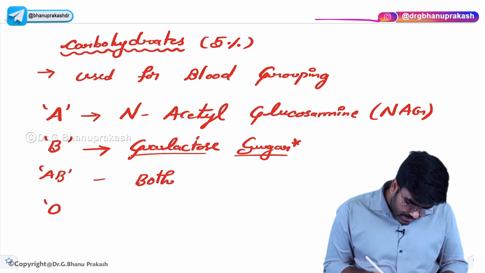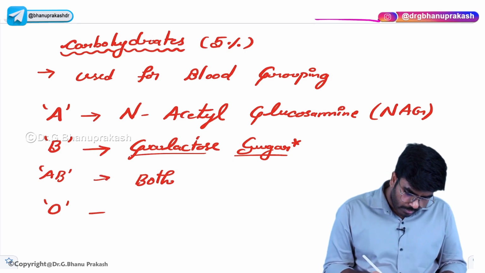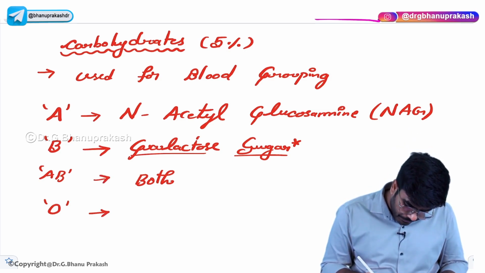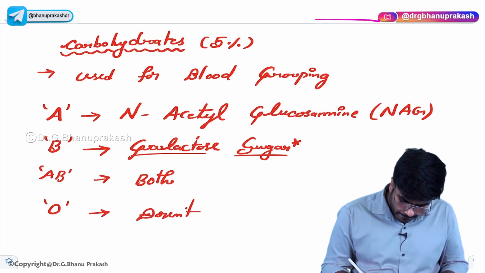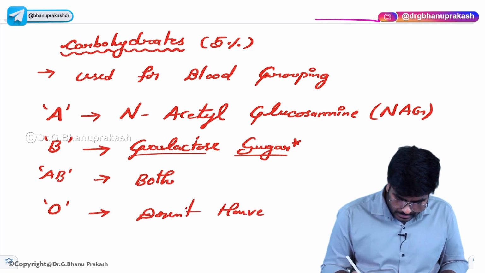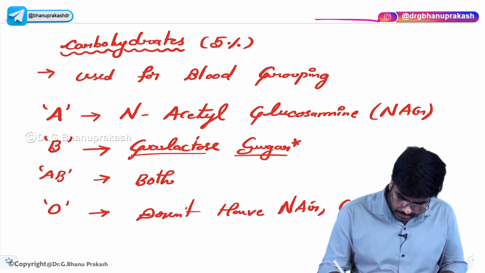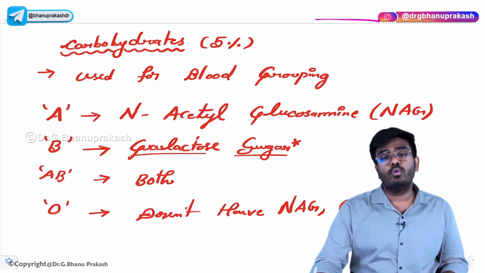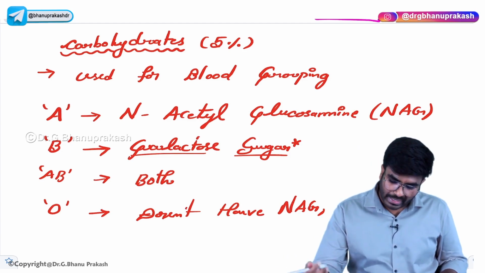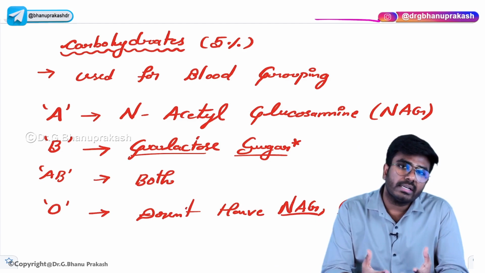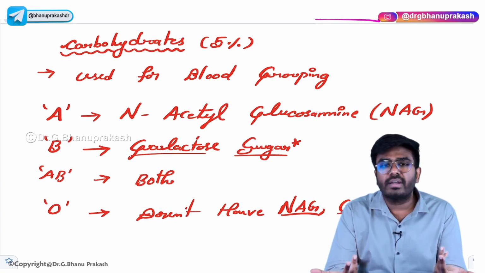And who is the O person? O blood group means this person doesn't have either NAG or galactose sugar. This person does not have N-acetylglucosamine or galactose sugar on the surface of his RBC. So based on the presence of different types of carbohydrates, we have classified the blood groups into different types.